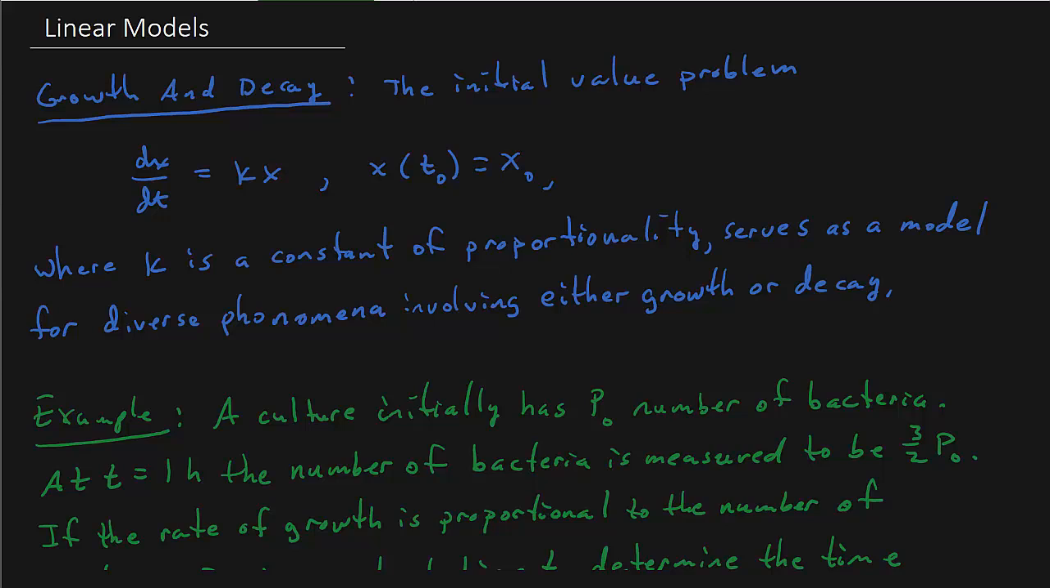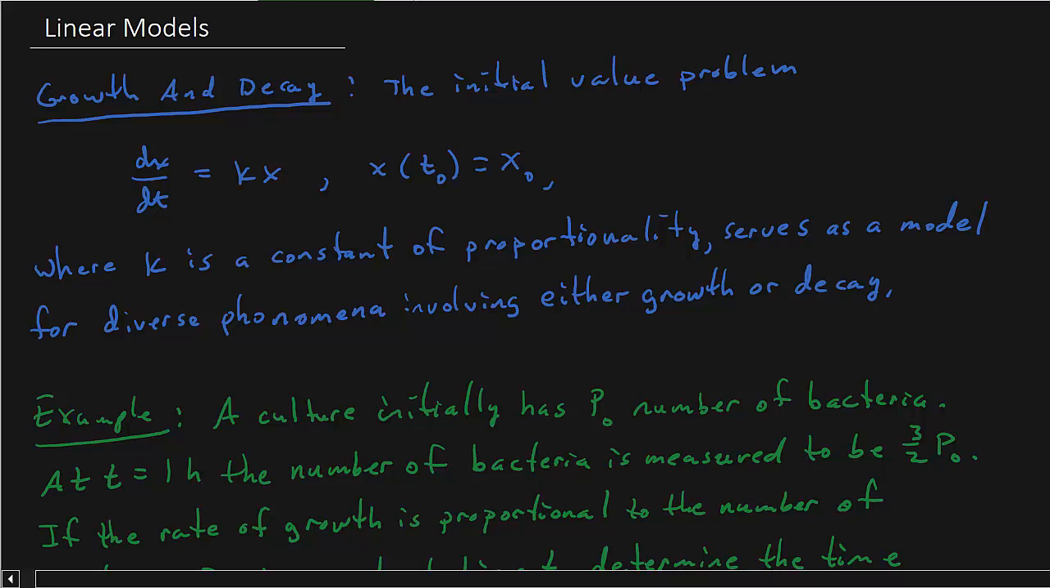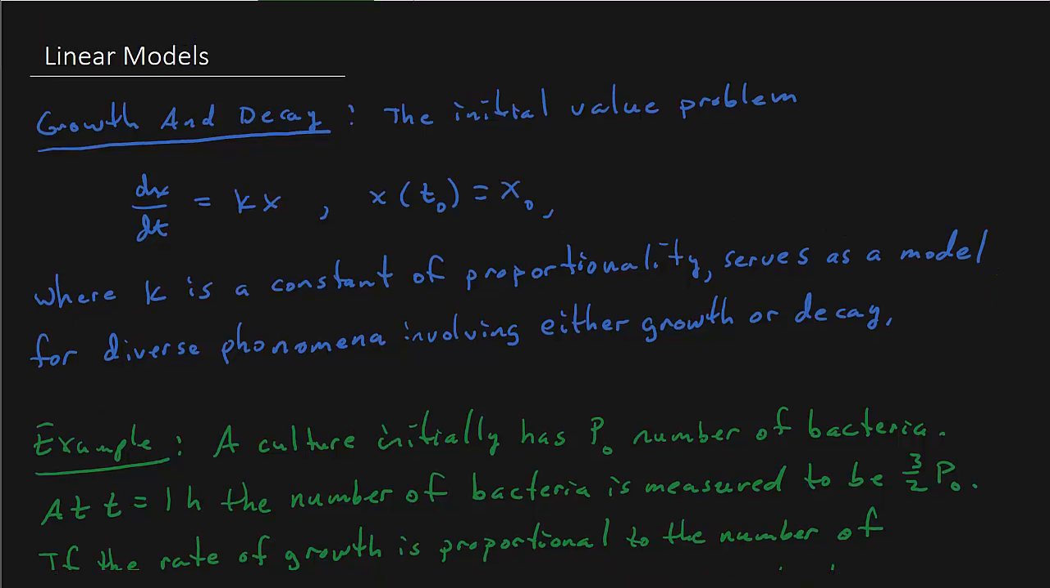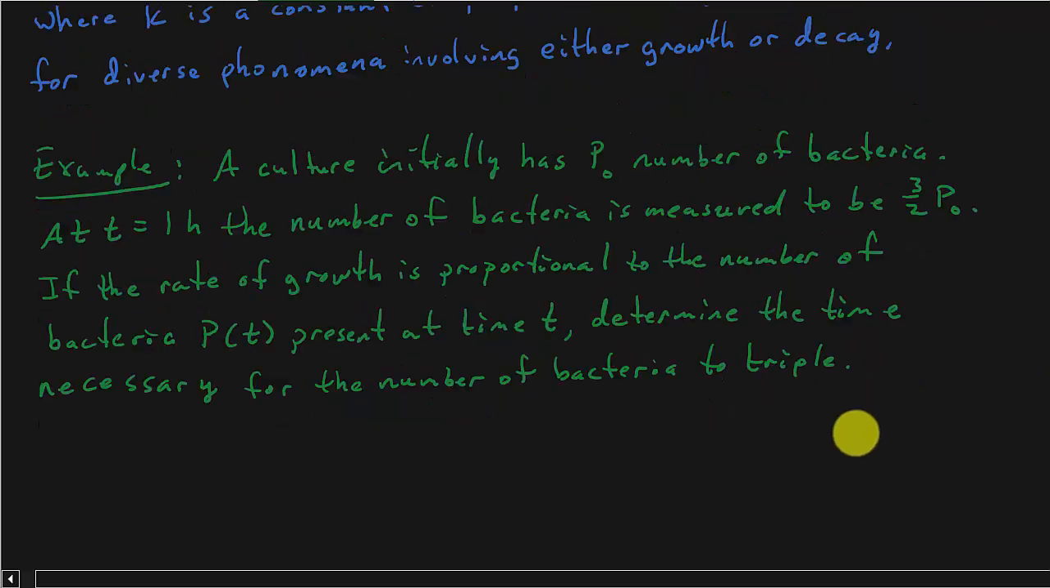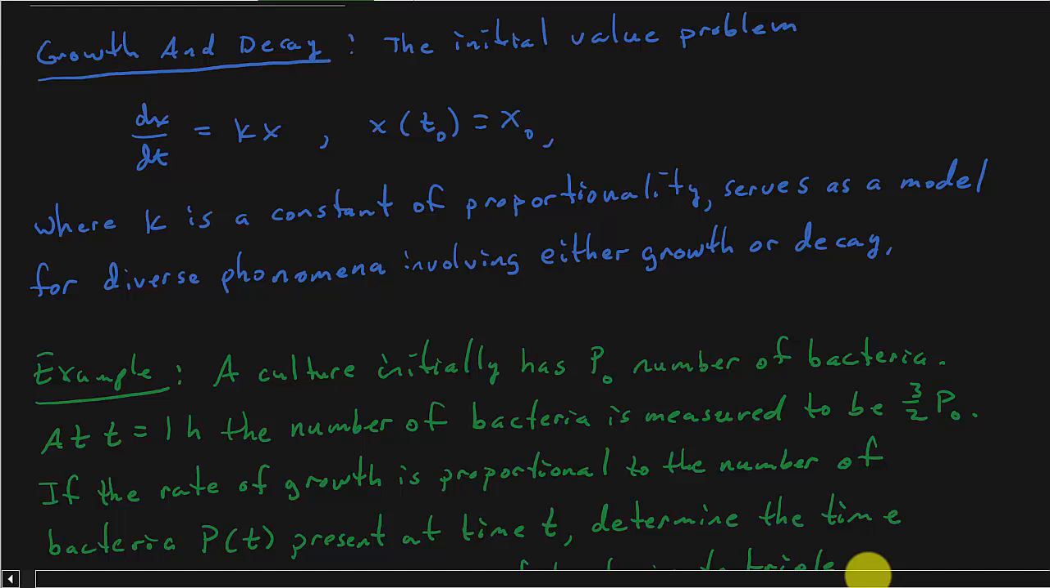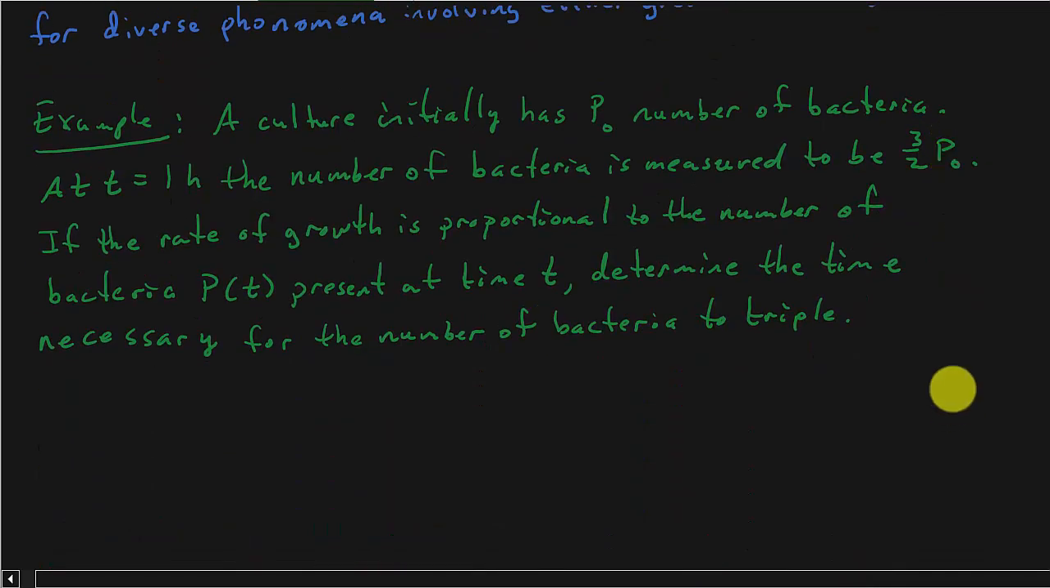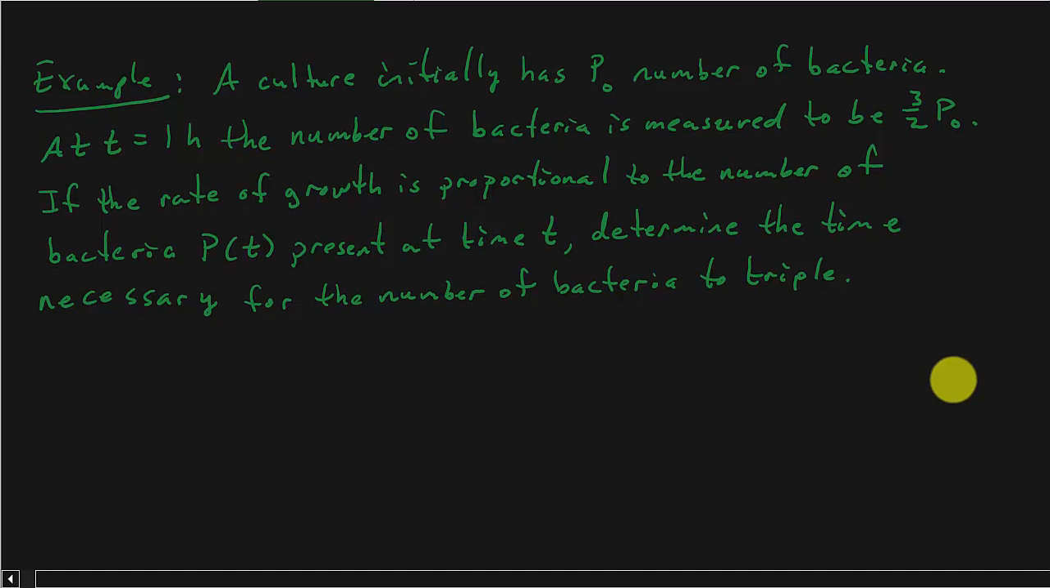It says the initial value problem, dx/dt equals k times x, where x of t naught is equal to x naught. K is a constant of proportionality, and serves as a model for diverse phenomena involving either growth or decay. So as far as talking about growth and decay, K is the thing you want to look at, and we'll talk about it in this example. So let's look at this example, and then we'll talk a little more about that constant K.